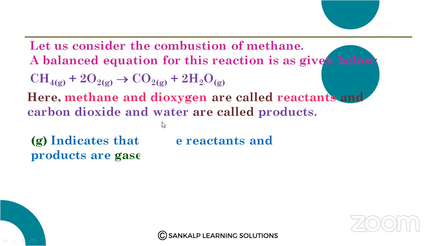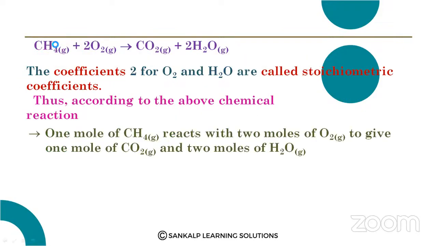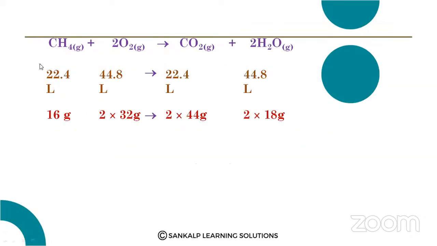So here you can see the coefficient 2 for oxygen and water is called the stoichiometric coefficient. Hence, according to our chemical reaction, 1 mole of methane reacts with 2 moles of oxygen to give you 1 mole of carbon dioxide and 2 moles of water.